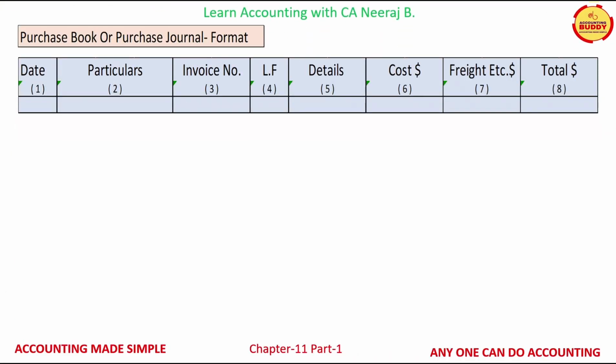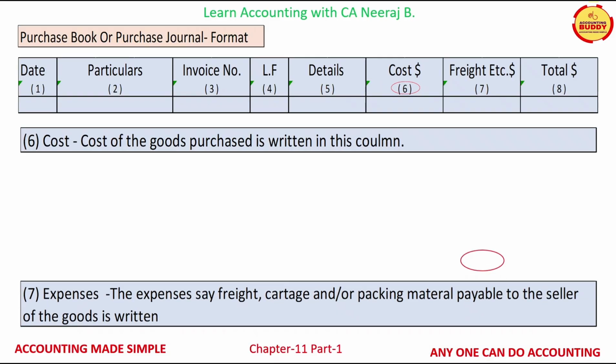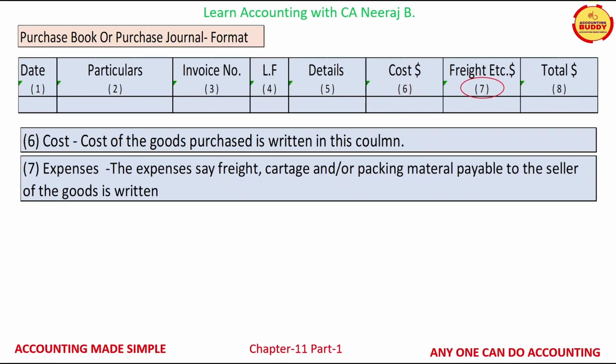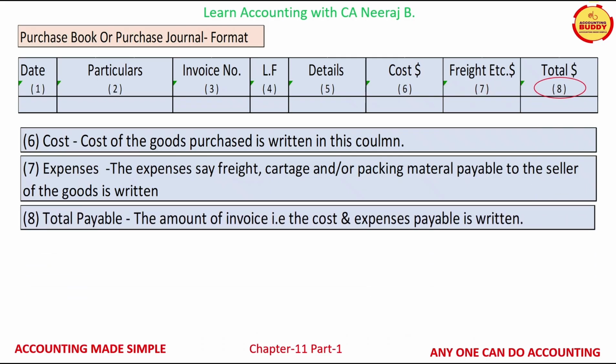Column number 6 of the purchase book is that of cost. In this column, the cost of the goods purchased is written. Column number 7 is of freight or any other expenses agreed to be paid to the seller. Column number 8 is of total amount. In this column, the amount of the invoice, that is the cost of the goods, and the expenses payable is written.